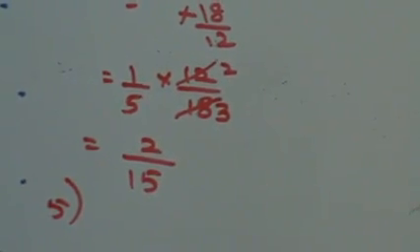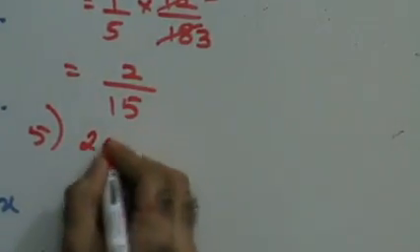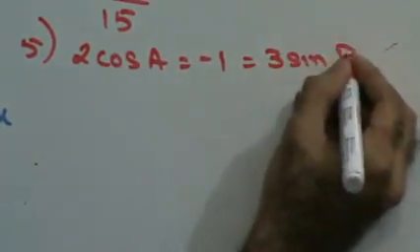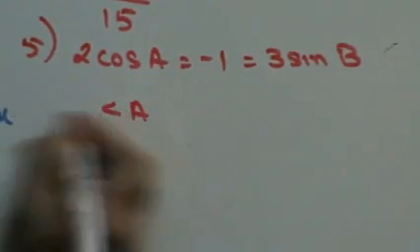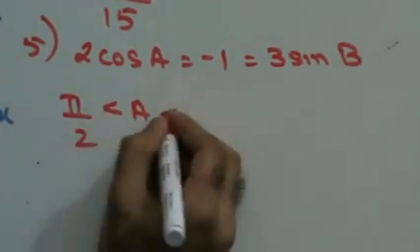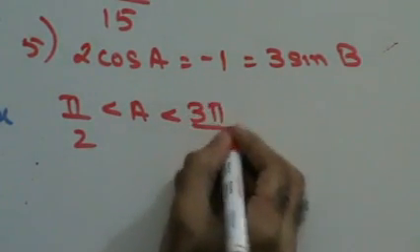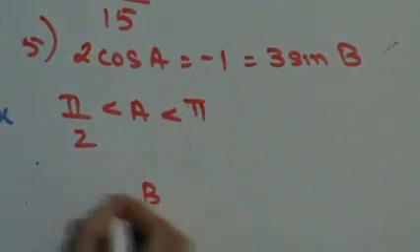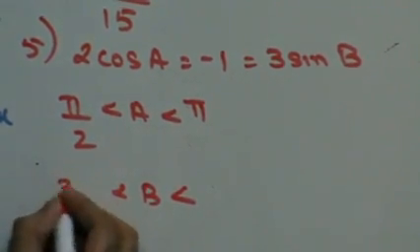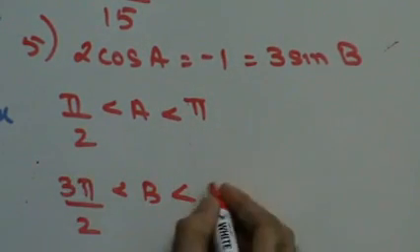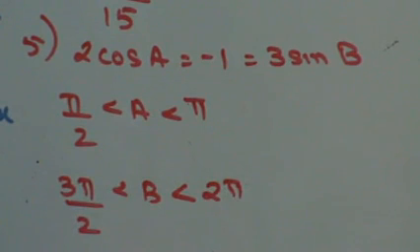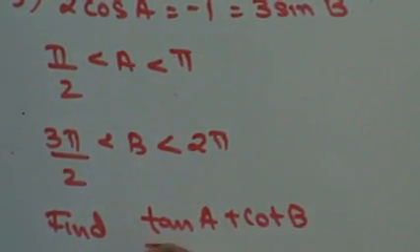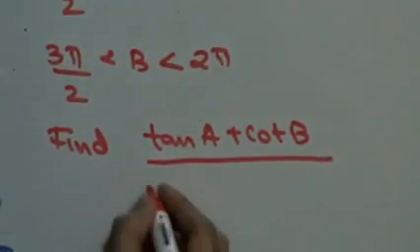Let's see another sum. They have given you that 2 cos A is equal to minus 1, and 3 sin B is equal to minus 1. A is greater than pi by 2 and less than pi, and B is greater than 3 pi by 2 and less than 2 pi. I have to find the value of tan A plus cot B upon sec A plus cosec B.